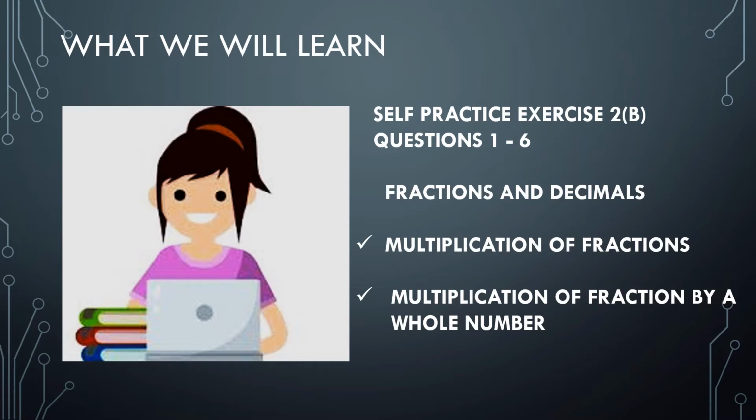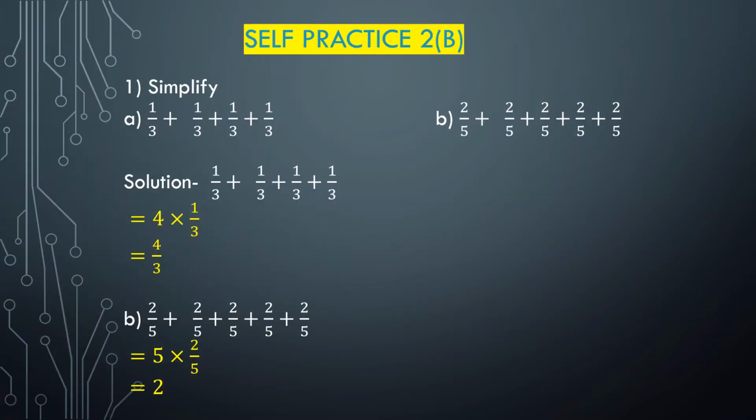Let's solve some questions. Now we'll solve question number 1. Question number 1 is simplify. First bit is 1 divided by 3 plus 1 divided by 3 plus 1 divided by 3 plus 1 divided by 3. Here 1 divided by 3 is added 4 times. So we can write this expression as 4 multiplied with 1 divided by 3.